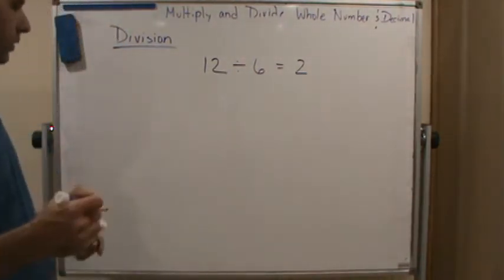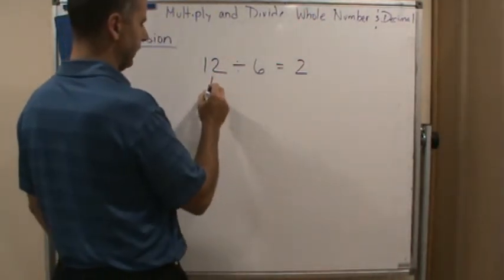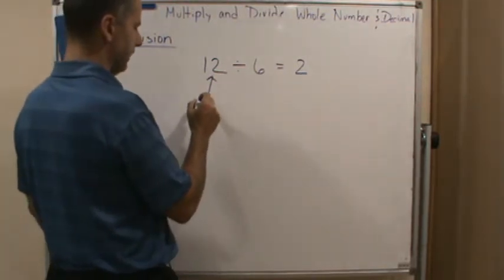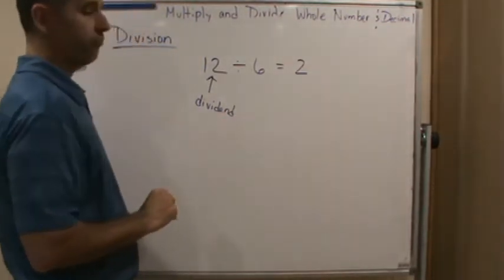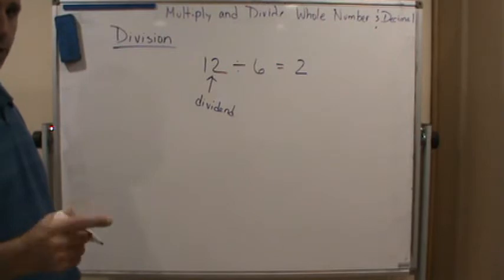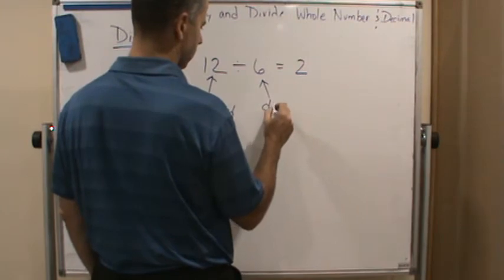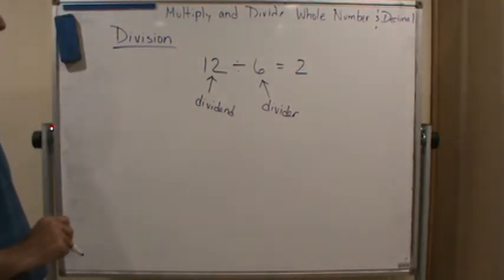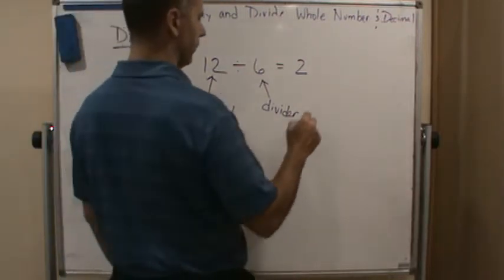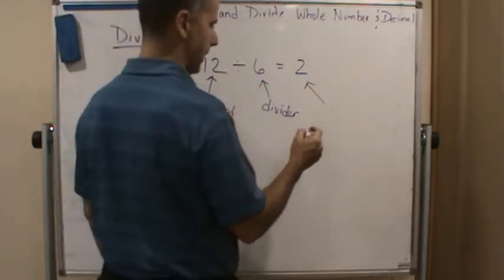So how does it work? First of all, let's talk about some definitions. The number that we're dividing is called the dividend. The number that is doing the dividing, or the number we're dividing by, is the divisor. And the number that we get as a result of doing the division is called the quotient.